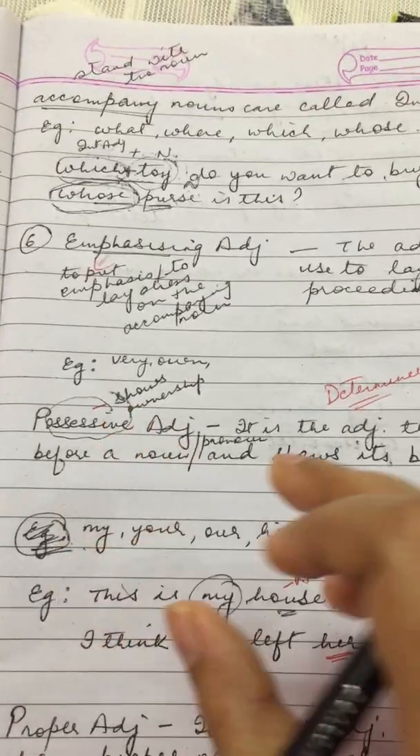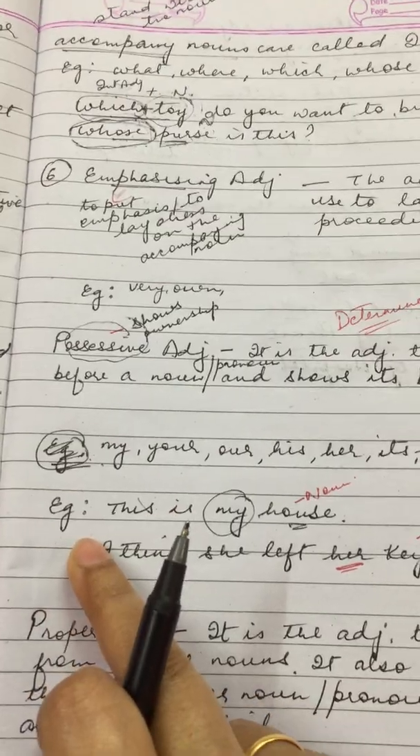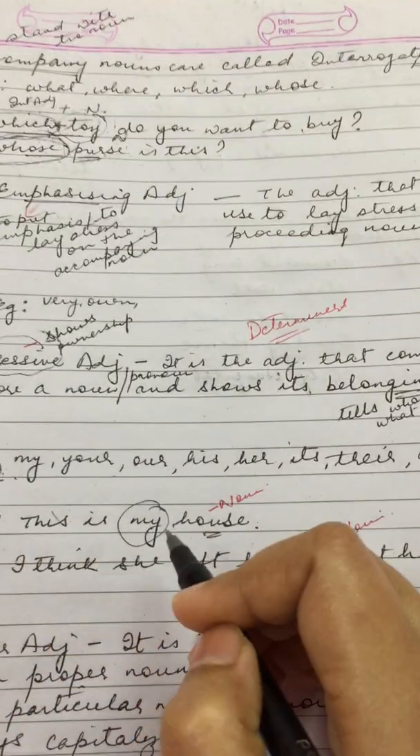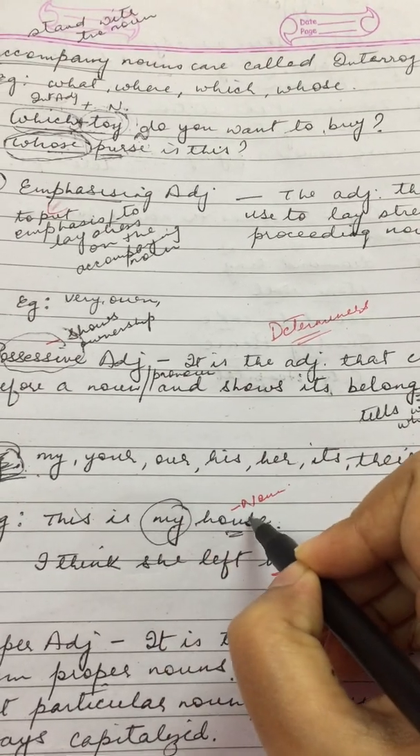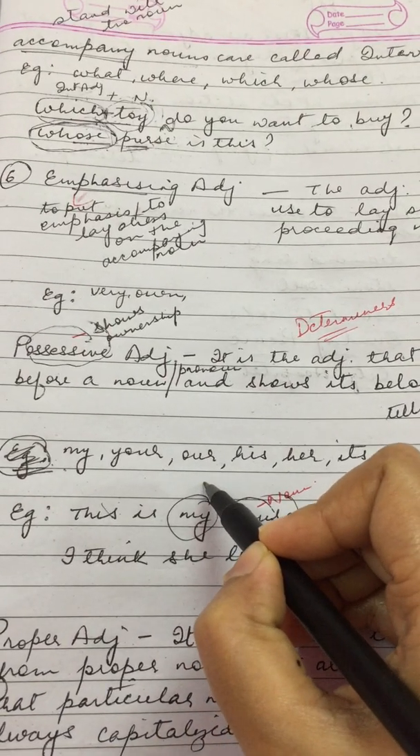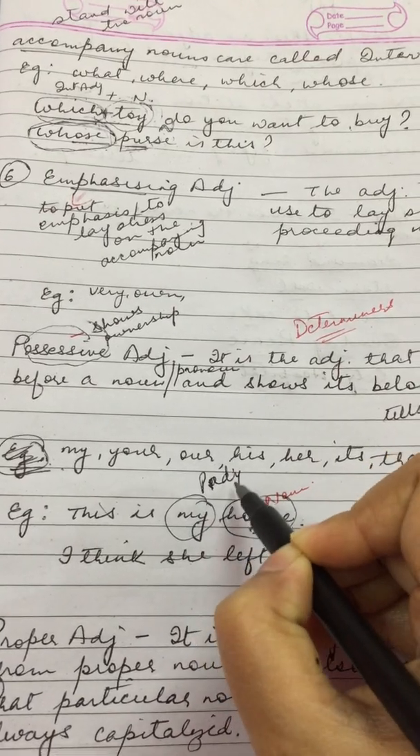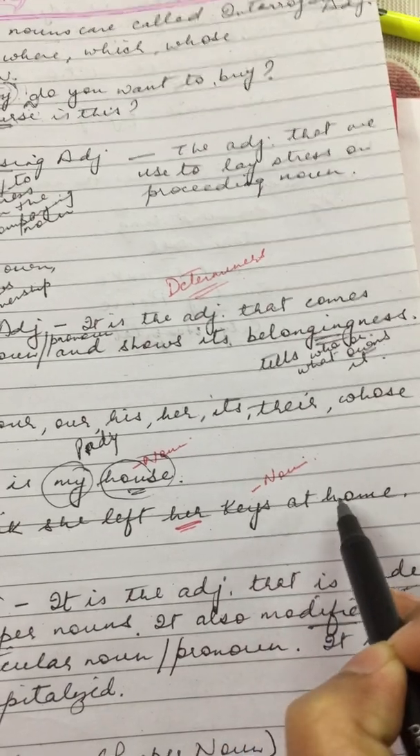It comes under possessive adjectives. Now, come to the example. This is my house. Whose house is it? My house. House is the noun and my is the possessive adjective. Alright. I think she left her keys at home.